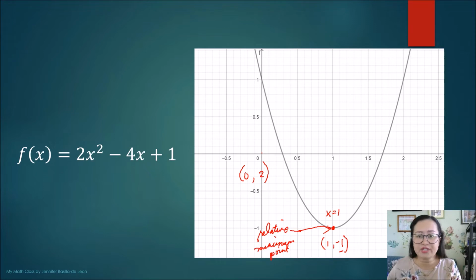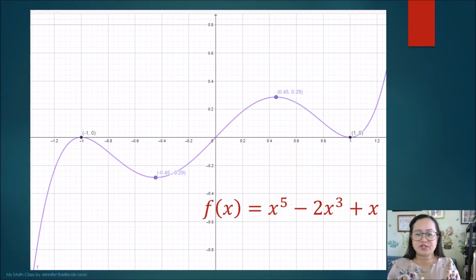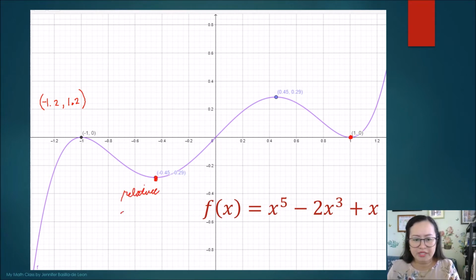Now let's have another example. Consider again the function f of x equals x to the fifth power minus 2x cubed plus x. Also consider the open interval from negative 1.2 to positive 1.2. On this portion of the graph, there are two relative minimum points. These two are considered the relative minimum points on the graph.